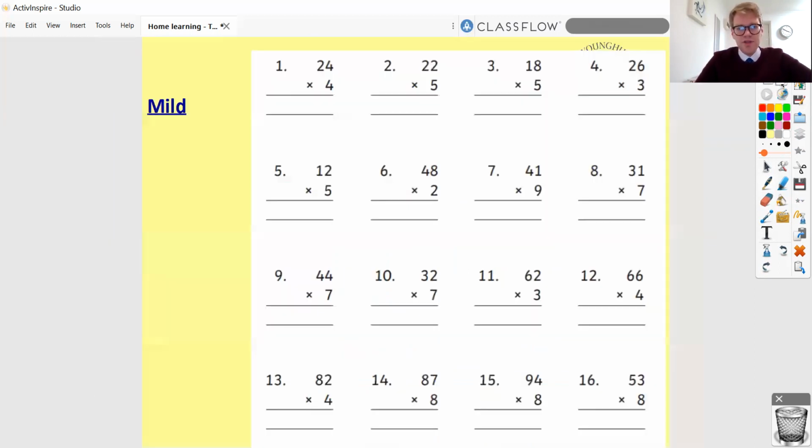Okay, give this a go yourself today. There is mild, medium, and spicy, so you can choose a level of challenge that suits you. The answers are coming up at the end. Good luck with these. Have fun.